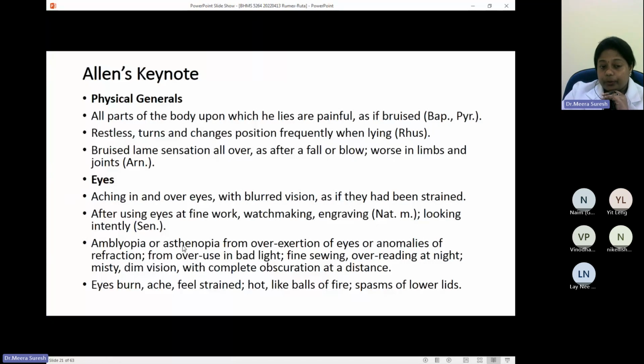There will be amblyopia or asthenopia, where there is reduced or partial vision because of overexertion of the eyes or due to anomalies of refraction. From overuse of the eyes in bad light, fine viewing, overreading at night, misty dim vision with complete obscuration at a distance. So eye symptoms are very characteristic. Eyes will be burning, aching, feel strained, hot like balls of fire, with spasm of the lower eyelid.